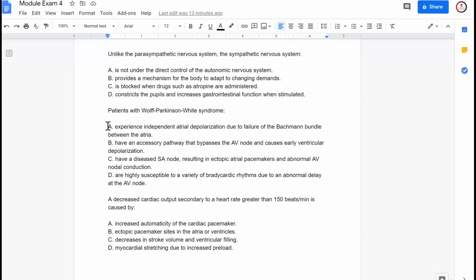Unlike the parasympathetic nervous system, the sympathetic nervous system is not under the direct control of the autonomic. No, that's not right. Provides a mechanism for the body to adapt to changing demands. Yes, that's usually very good at what it does. That's the answer right there. Provides a mechanism for the body to adapt to changing demands. Because it doesn't constrict. This is parasympathetic. Parasympathetic is blocked when atropine is used.